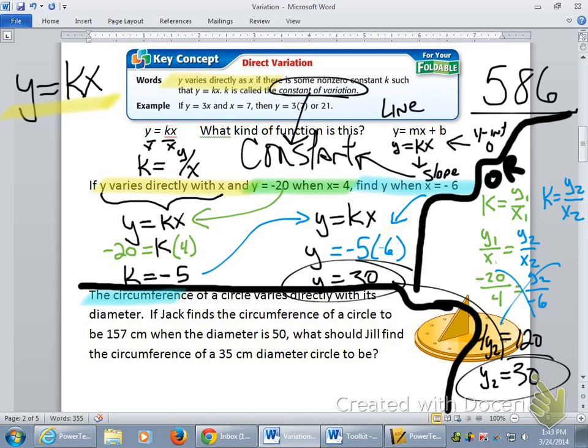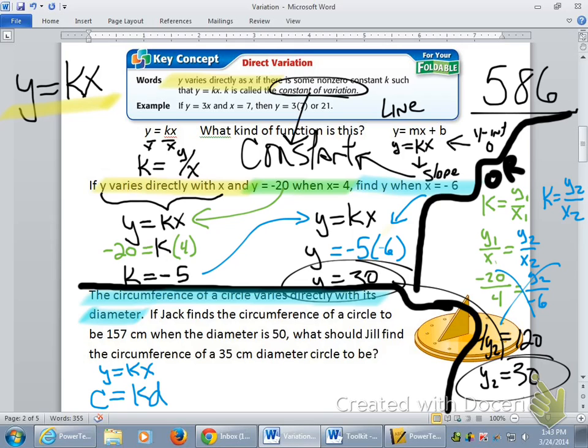All right, we know the circumference of a circle varies directly with its diameter. Now, that's super important. As soon as you see those words, you think y equals kx. But you know what? This is a word problem, and there's not a y and there's not an x in the problem. Let's not use y's and x's. Circumference, what do you think? C. C equals kd. Is that okay? All right, that makes much more sense for this problem.